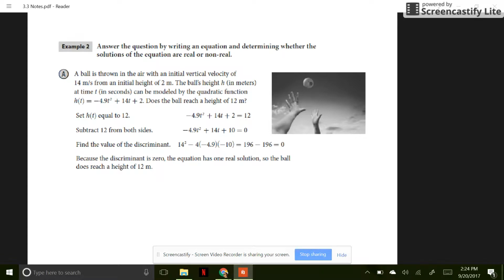So what you do is you set the height equal to 12. You're going to subtract 12 from both sides to get our equation equal to 0. That's very important as we work through the quadratic formula. Make sure your equation is set equal to 0. Then find the value of the discriminant.